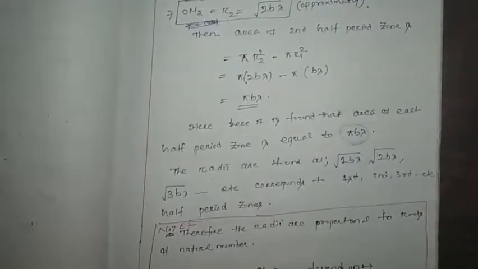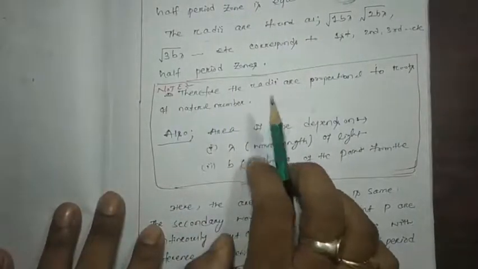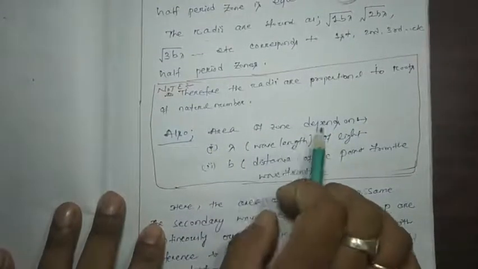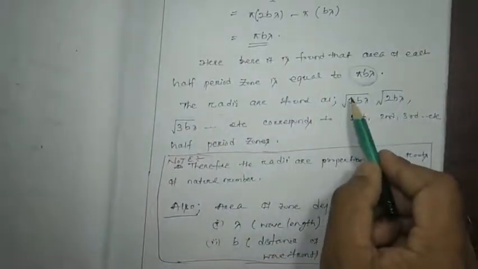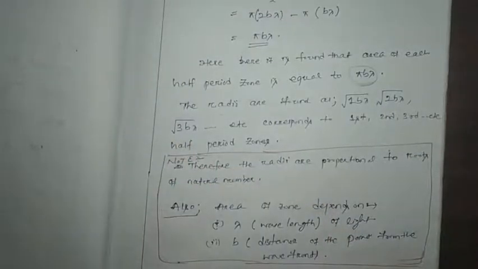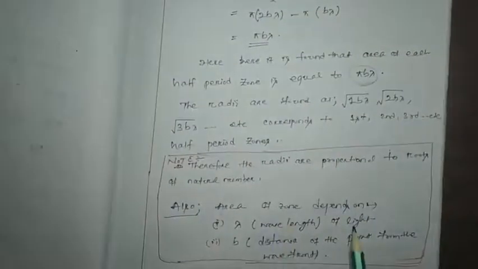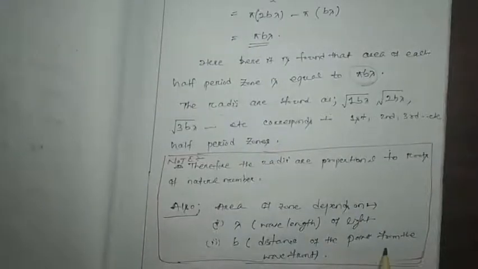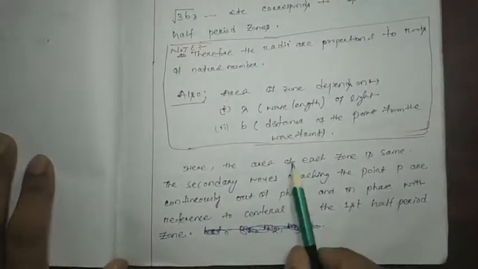half period zones. Here one thing we have to notice is that the radii are proportional to the root over of natural numbers. Also the area of the zone depends on, so if we consider the radius, then the radius is proportional to root over of natural numbers, and the area depends upon the wavelength of the light and b, which is the distance from the wavefront to the screen. Here the area of each zone is the same.